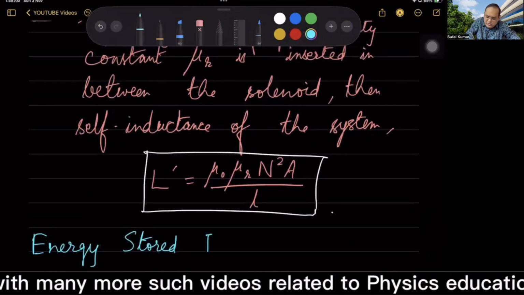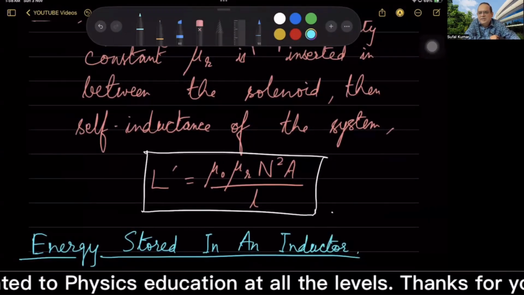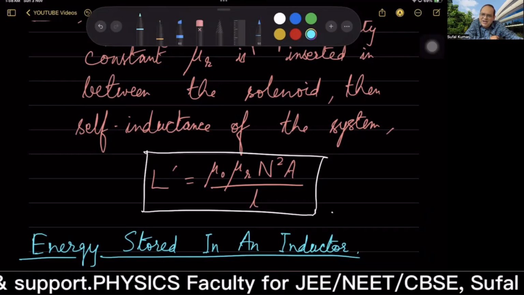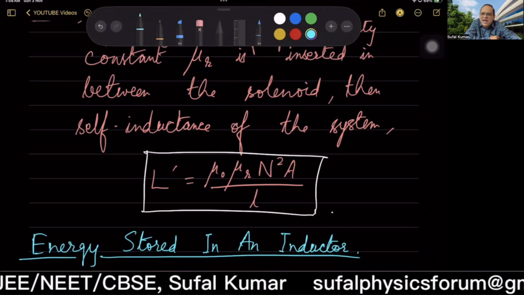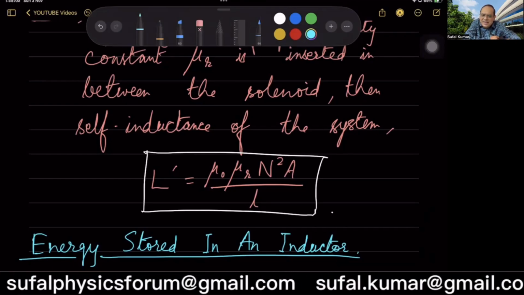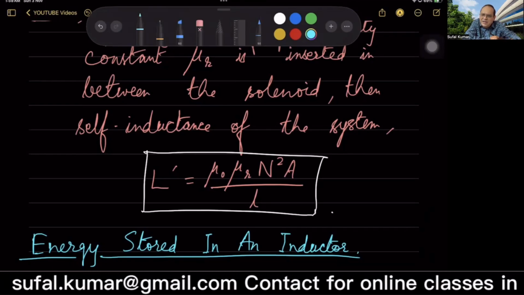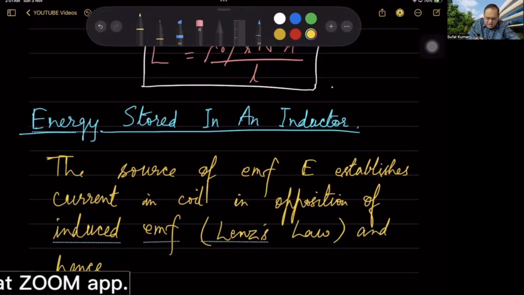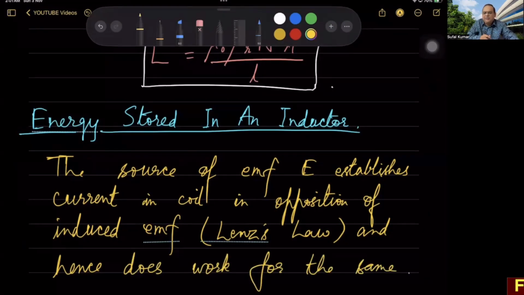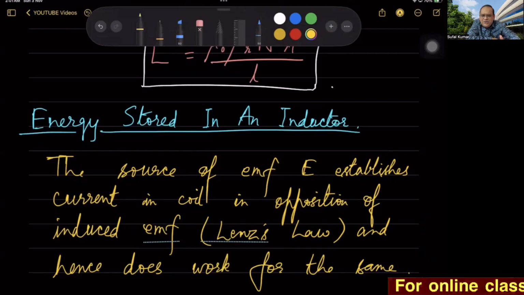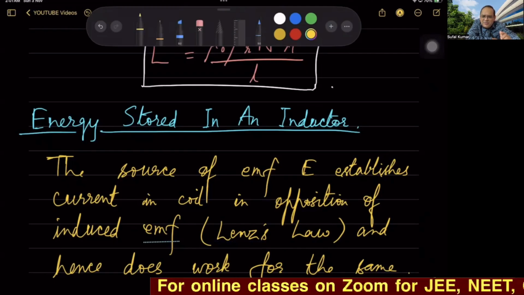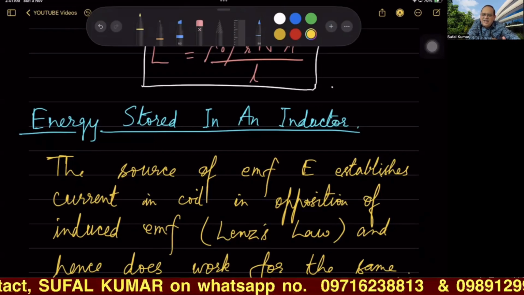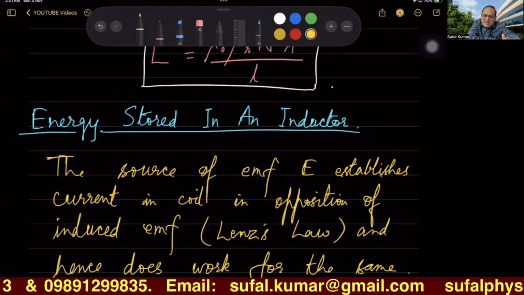So, energy stored in an inductor. This topic is very much the magnetic counterpart of energy stored in a capacitor. As energy is stored inside the capacitor in the form of a uniform electric field, in the same way energy is stored in an inductor in the form of a uniform magnetic field, B. By Lenz's law, work has to be done. That means in order to oppose the battery, some work has to be done inside the inductor coil, and this work done is stored in the form of inductor energy.